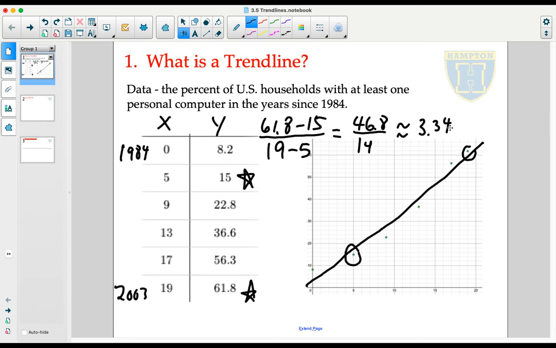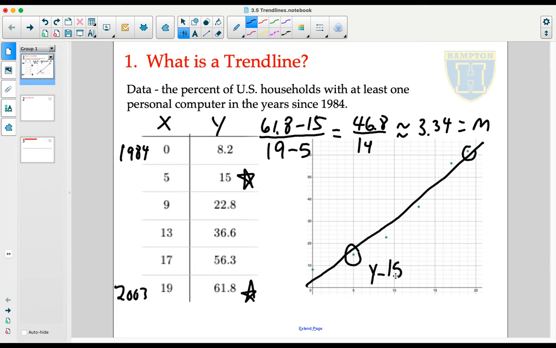That's going to be my slope when I go to write my equation of the trend line. I can use either one of these 2 points. I'm going to use the first one. Numbers are a little bit smaller, no decimals. I'm going to use the first point, and I'm going to use the point slope form.